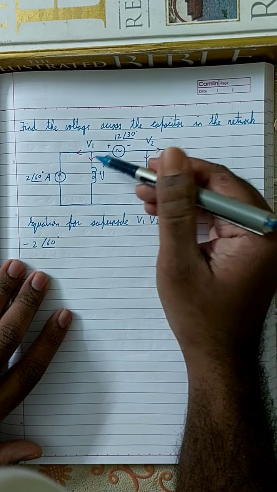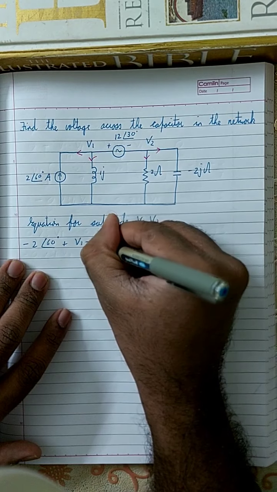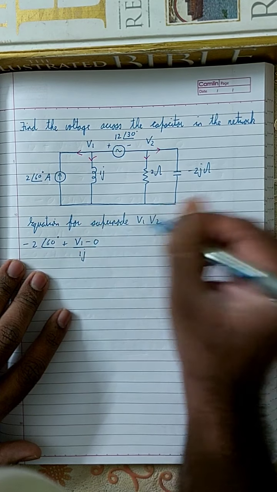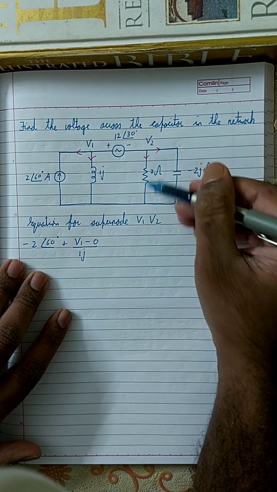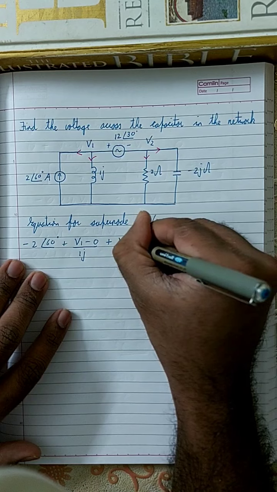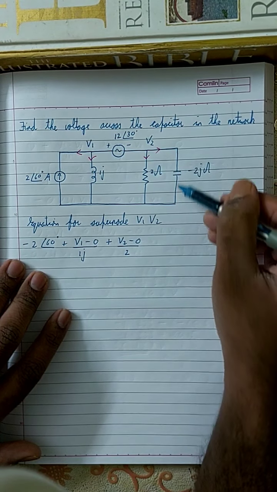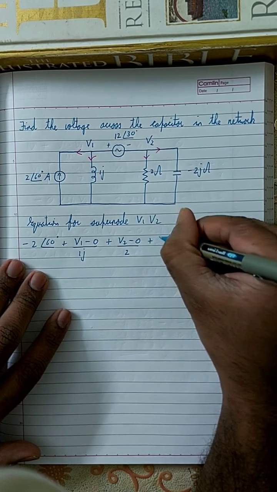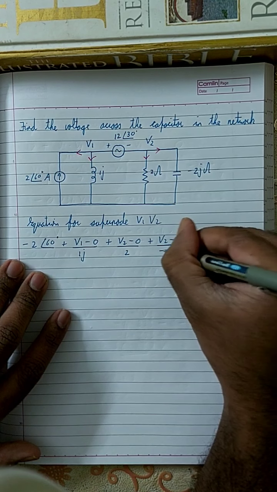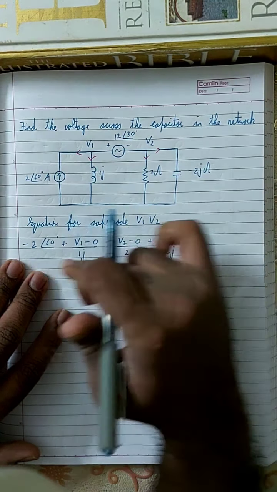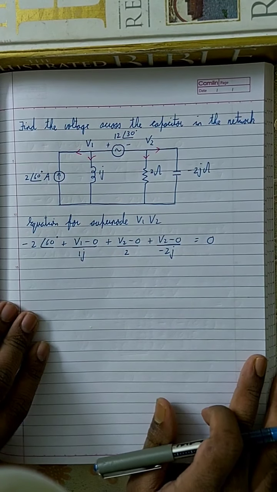And what about the current through this? It is V1 minus 0 by 1J, right? V1 minus 0 by 1J, that is the current through this branch. And what about the current through this branch? Is V2 minus 0 by 2, right? It is V2 minus 0 by 2 ohms. Okay, and the current through this branch is plus V2 minus 0 by minus 2J, right? So this is equal to 0. This is the equation. So let me simplify this.